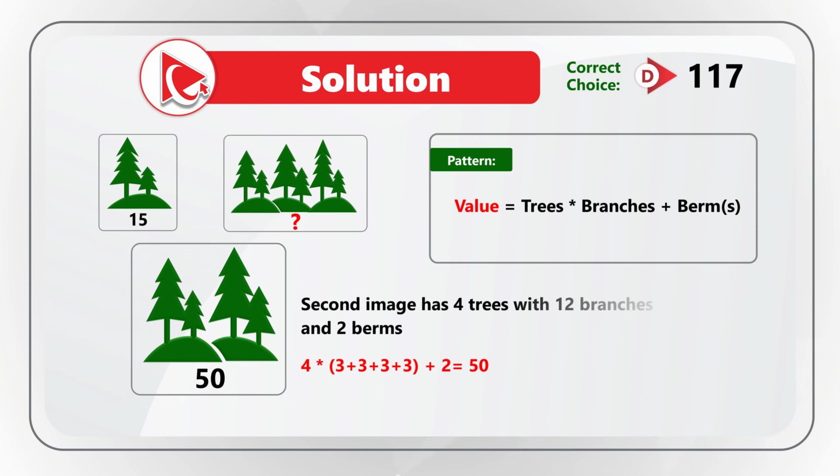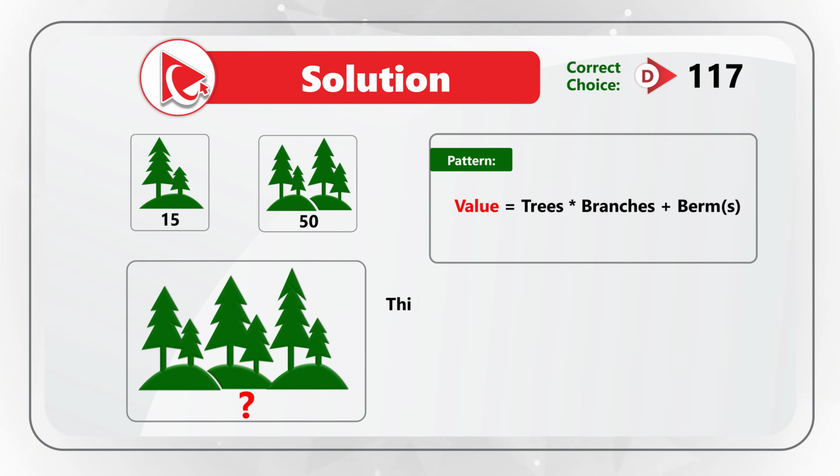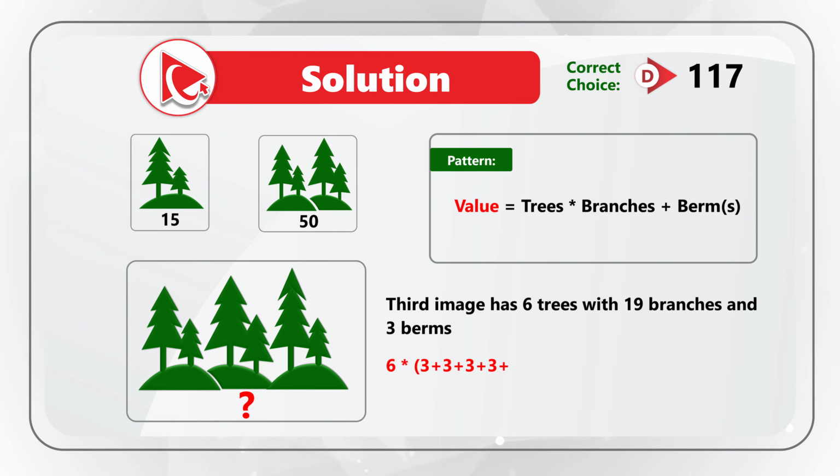For the third image, which has 6 trees with 19 branches and 3 berms, the calculation will be 6 multiplied by (3 plus 3 plus 3 plus 3 plus 3 plus 4), and then you add 3 to the calculated total. The end result of it, 117.